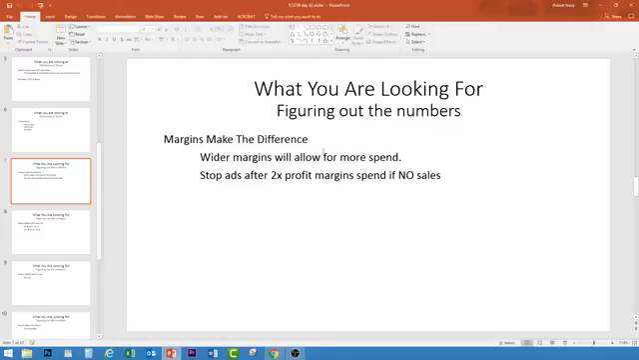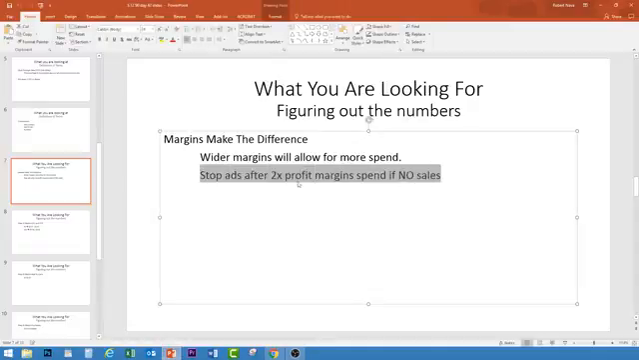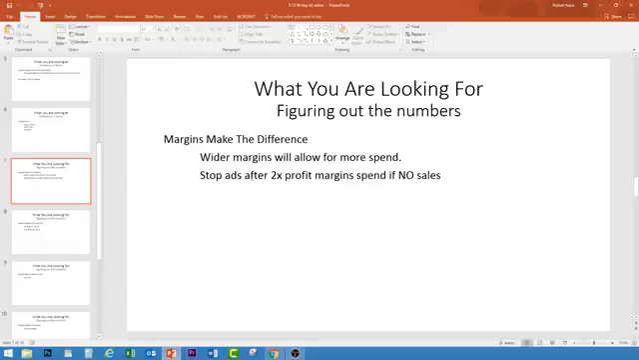But it doesn't always work out that the conversions are going to be the same. So what I like to look for, this is my rule, is that I typically will stop my ads after spending 2 times my profit margins and not getting any sales. So I don't look for, am I getting a $3 conversion, or a $10 conversion, or a $15 conversion?